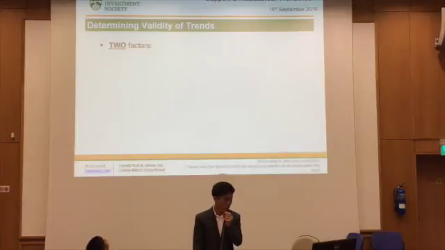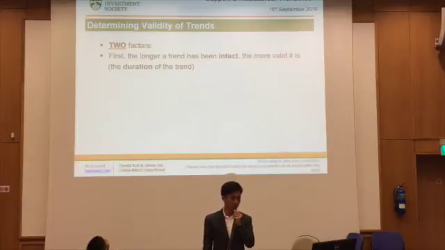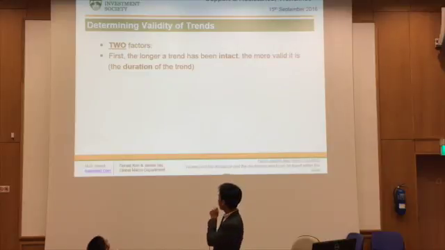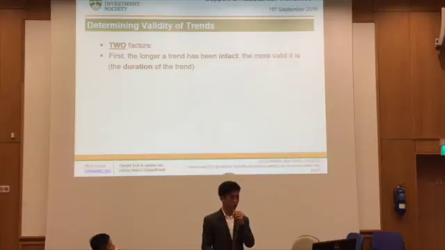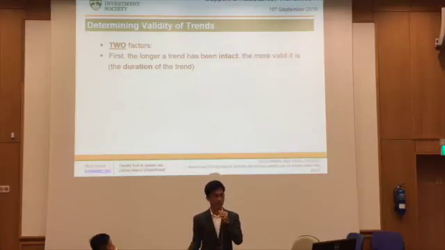Okay. So when you look at the validity of trends, the first one is to look at how long it's been intact. If the trend has been within the trend line for a longer period of time, it's more valid. So it's about the duration of the trend, how long the trend has been maintained.